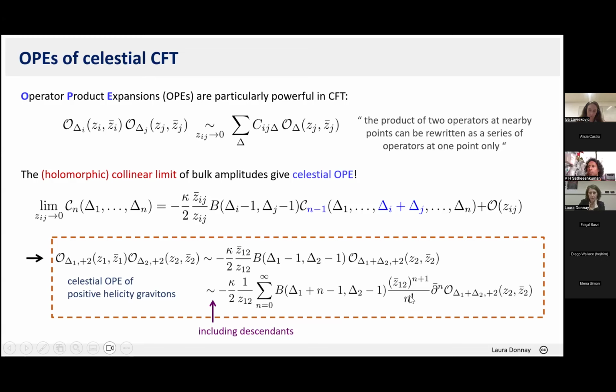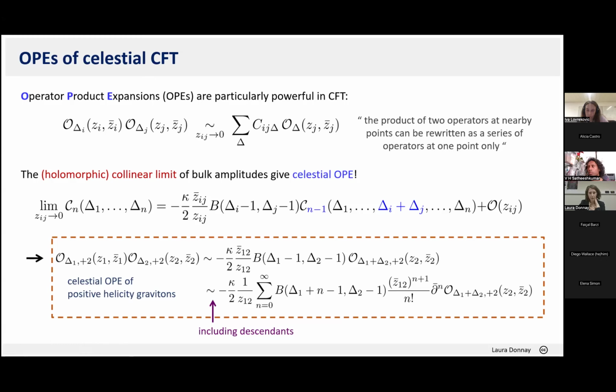But if you are very, very careful, you actually should have a sum over all descendants here. So the first line that we saw together is n equals 0 in this sum. But if you include the descendants as well, this is the formula that you're going to get. So that's the final expression.